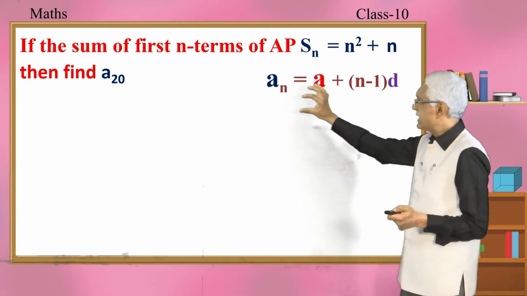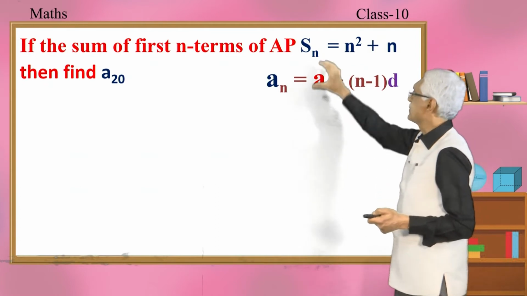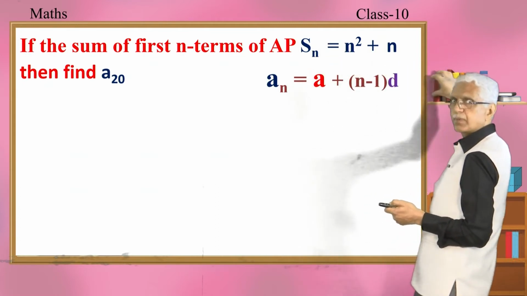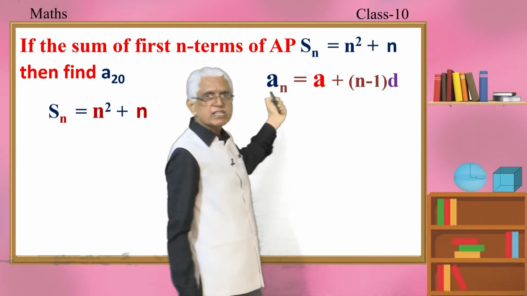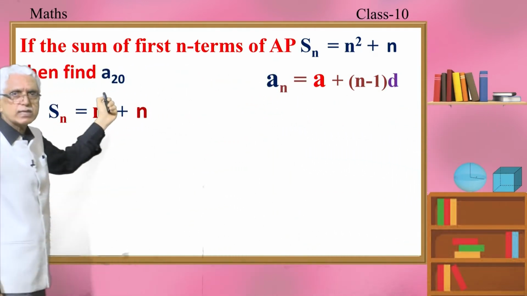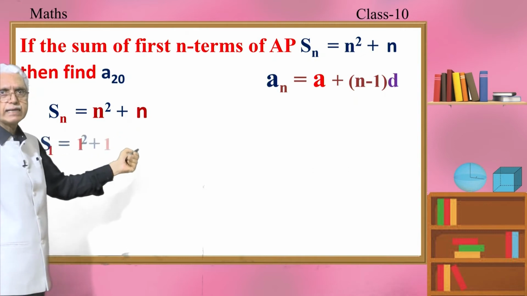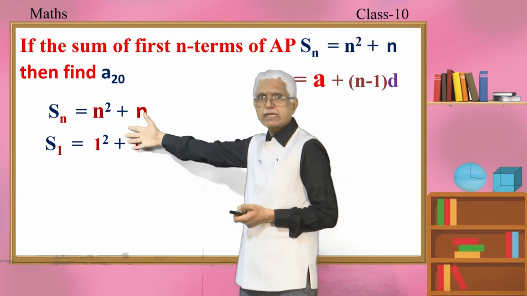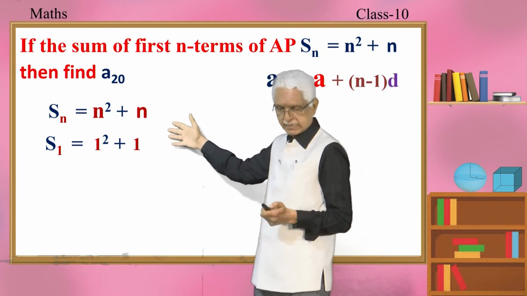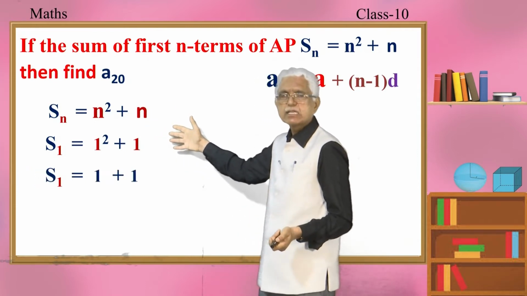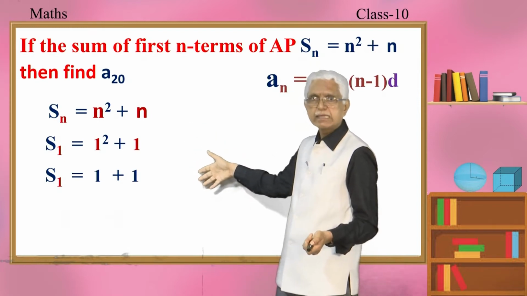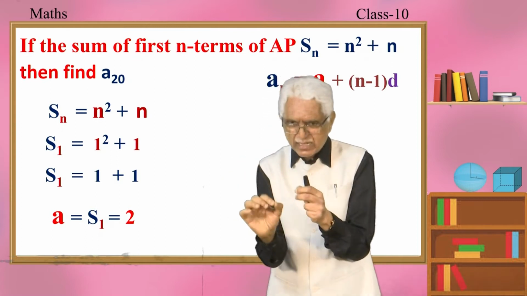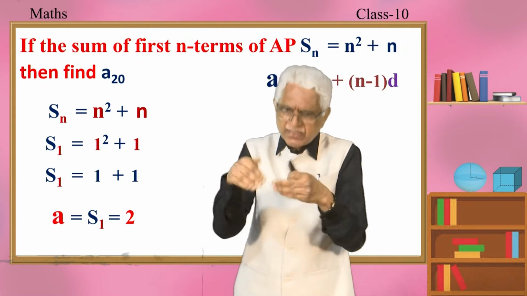If you want to find the 20th term, 10th term, 100th term, an is equal to a plus n minus 1 into d, right. You have Sn is equal to n square plus n. What happens? Let us see. First let us find out S1. S1 is 1 square plus 1, that is 1 plus 1, and that is 2. So S1 is 2, the sum of the first term.